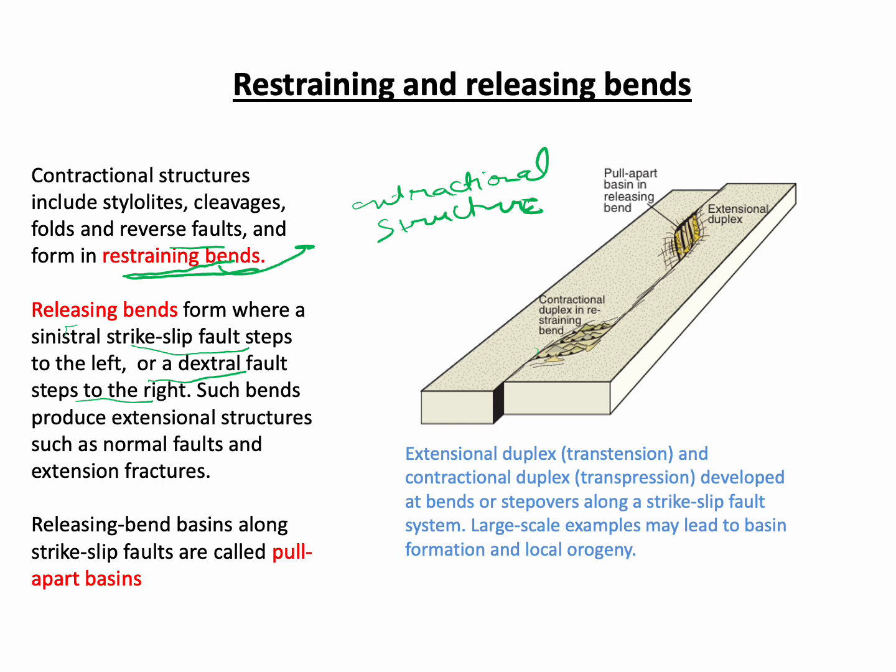And in a releasing bend, we basically see the extensional structures such as normal faults and extension fractures. As you also see in this diagram, this is the pull-apart basin which is seen in the extensional setting, and in this we see some formation of contraction duplexes. So we also see the formation of folds in the contractional setting.